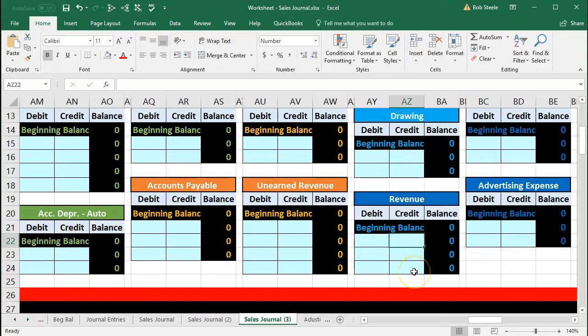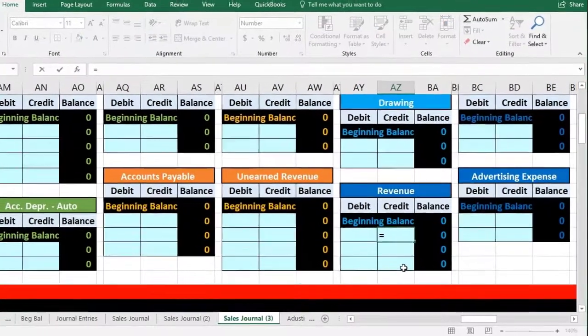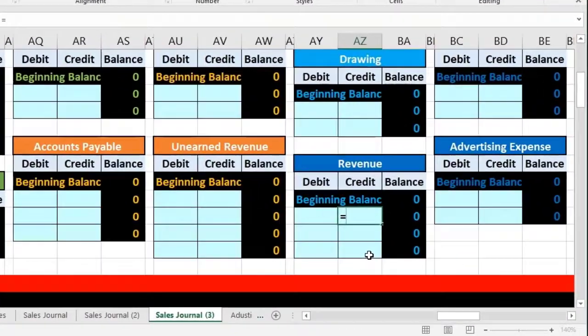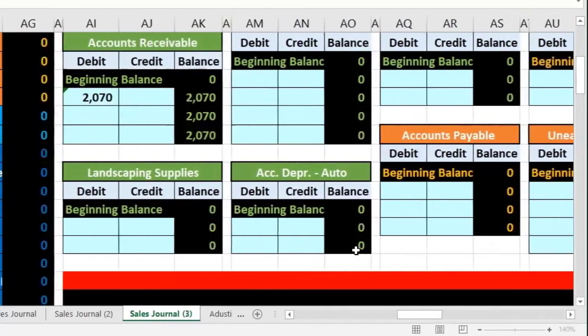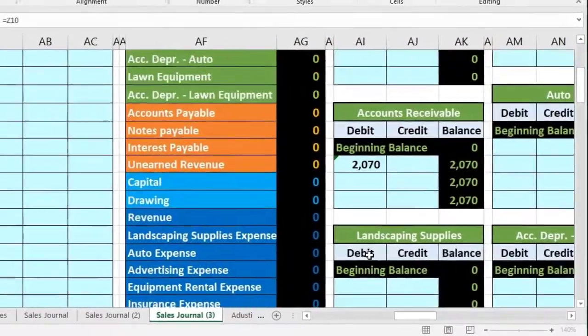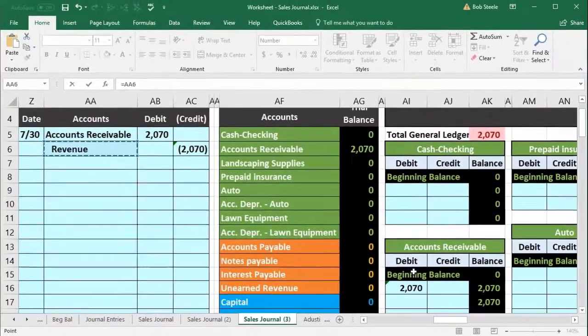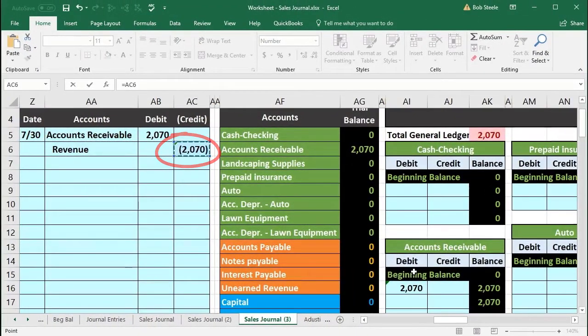We're going to do this with a formula, so I'm going to do the equals here in order to pull this over and then point to that cell. I'm going to do that with the arrows. So we'll go all the way left. I'm going to scroll up, and we're trying to find that revenue account and that credit of 2070. So it's in AC6, and then enter.